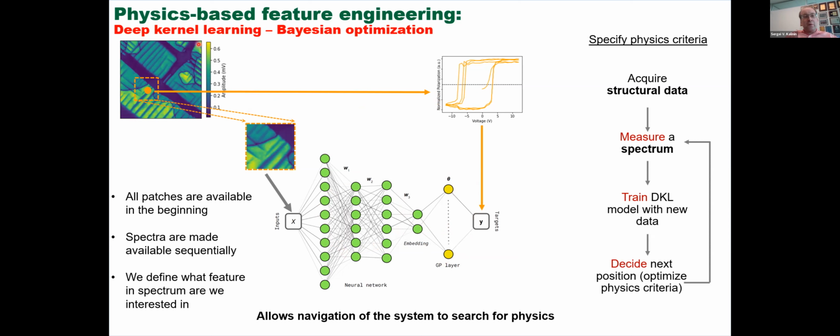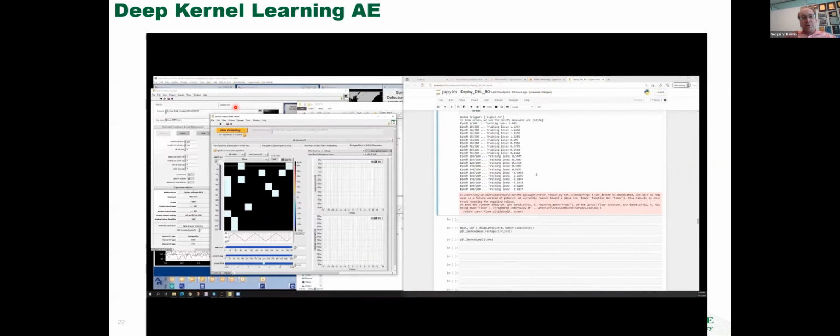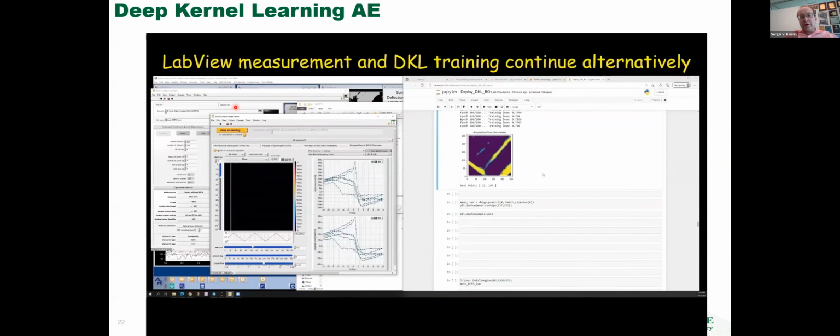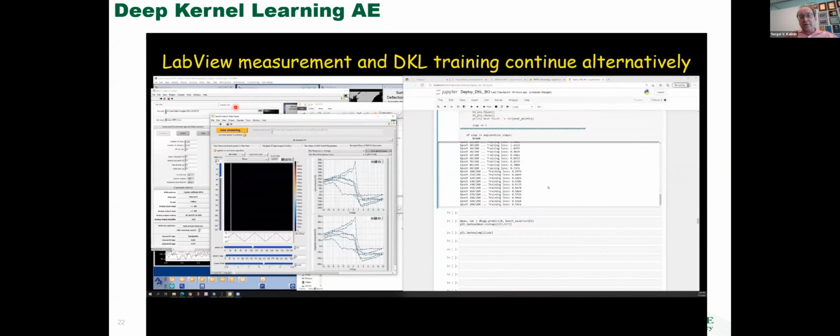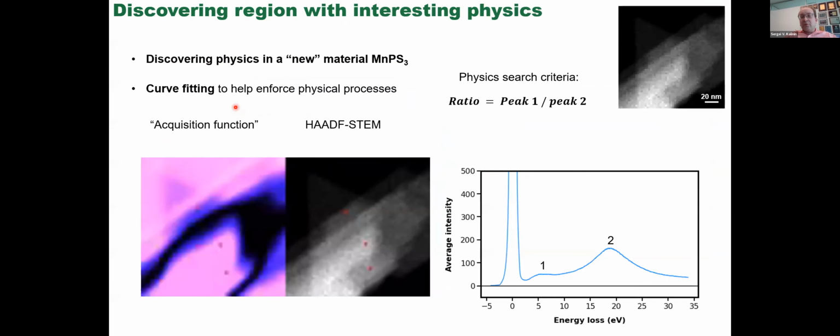For example, we can use the single-shot deep kernel learning in order to discover where on the sample we have the manifestation of the large hysteresis loop opening. Just as an example, this is deep kernel learning running on the AFM. So you can see the interaction of multiple moving parts: the instrument, the LabVIEW, and the Python notebook. We can run them on the electron microscope. And this is probably the example of the physical discovery.